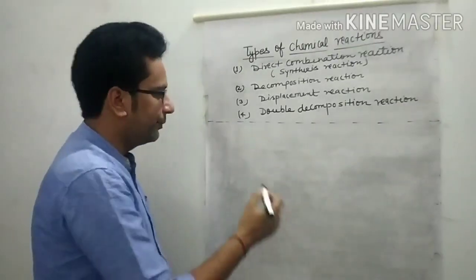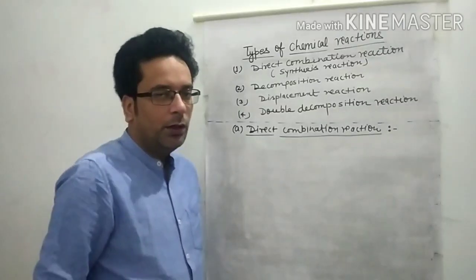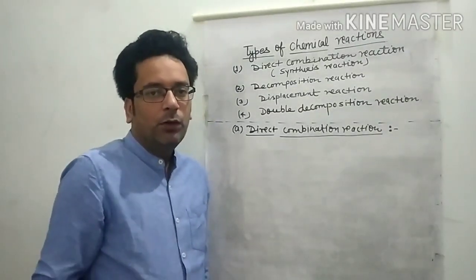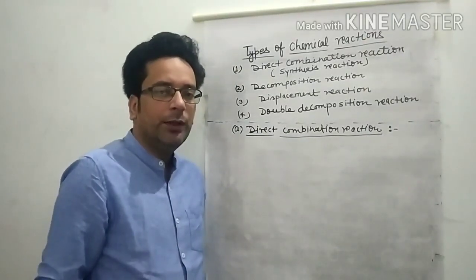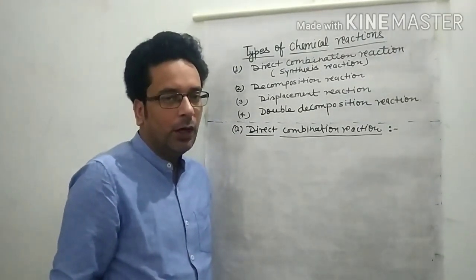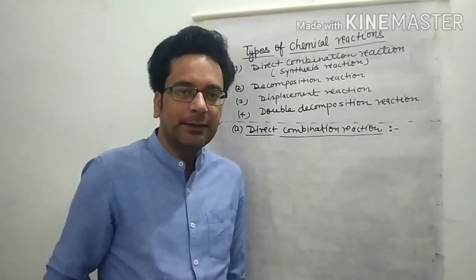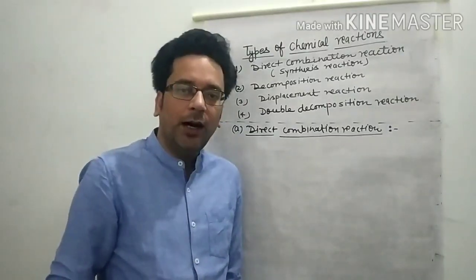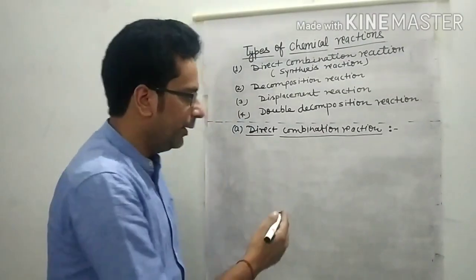Now start with direct combination reaction. What is the meaning of direct combination reaction? How can we define it? When 2 or more than 2 reactants react to each other and form a single product, it is known as direct combination reaction.